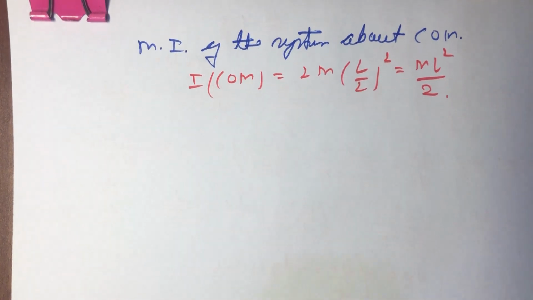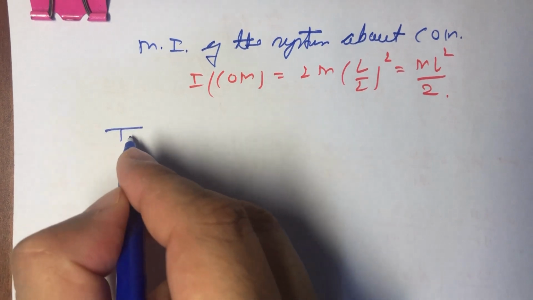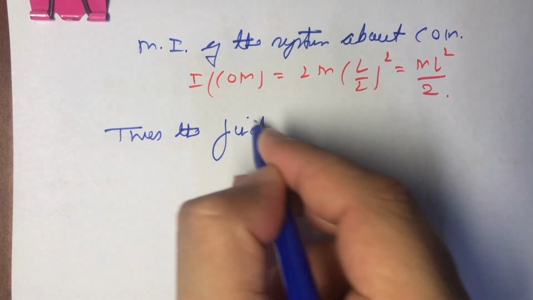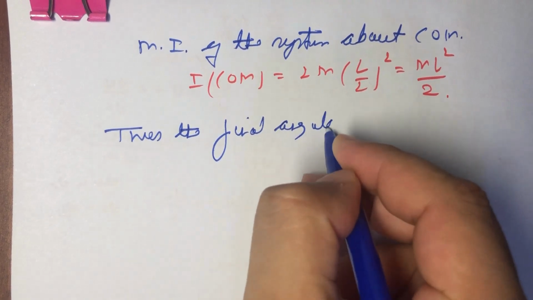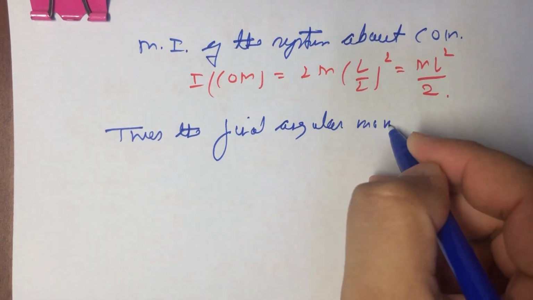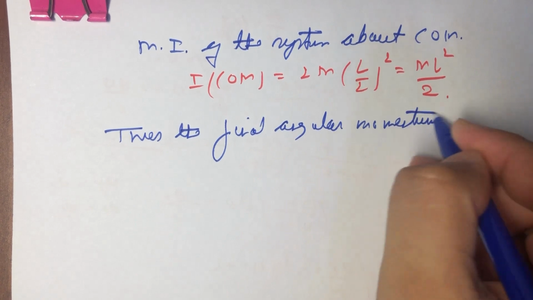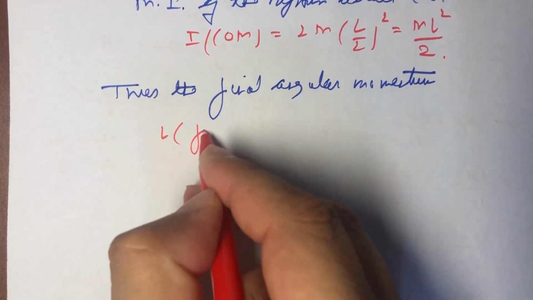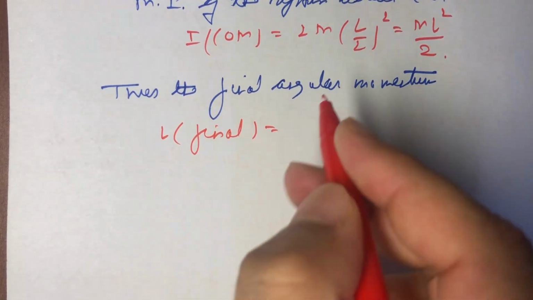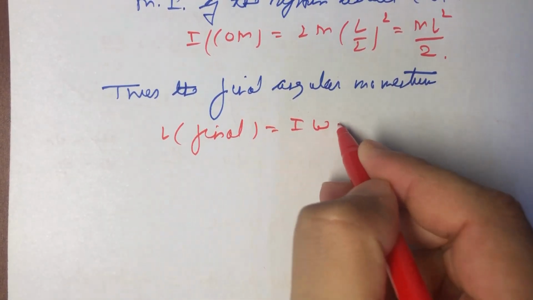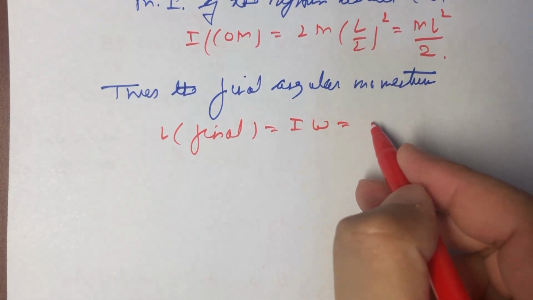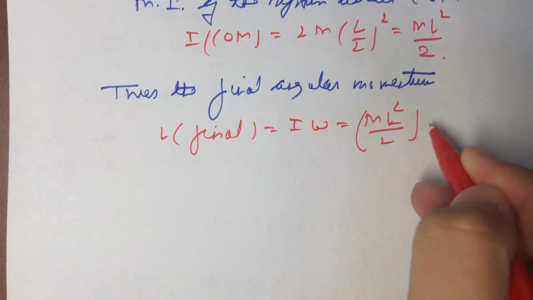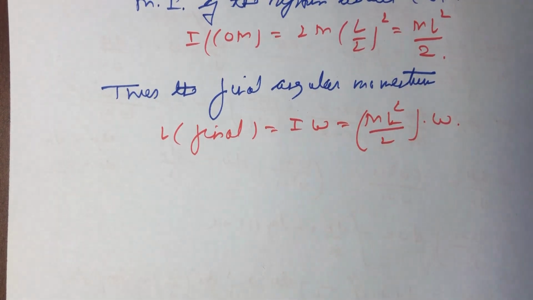Therefore, the final angular momentum, let us call that L final, will be equal to I omega, and we get this as m L square upon 2 multiplied by omega.